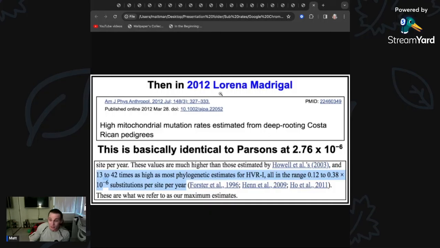Then in 2012, we're getting more current, they basically found the identical mutation rate as Parsons did. Look at that. And here in the highlighted section, it says these values are much higher than those even estimated by Howell's estimations, and 13 to 42 times higher than the phylogenetic estimates for HVR1 in the same range.